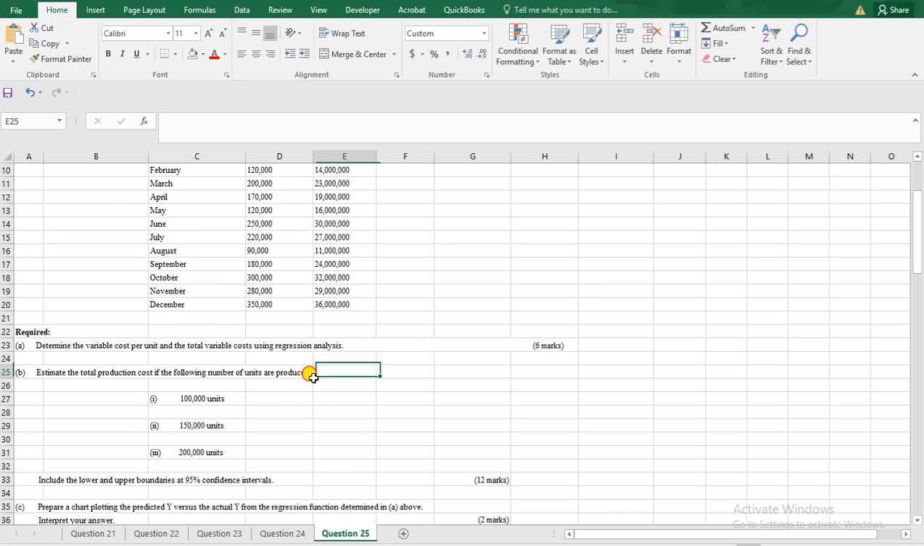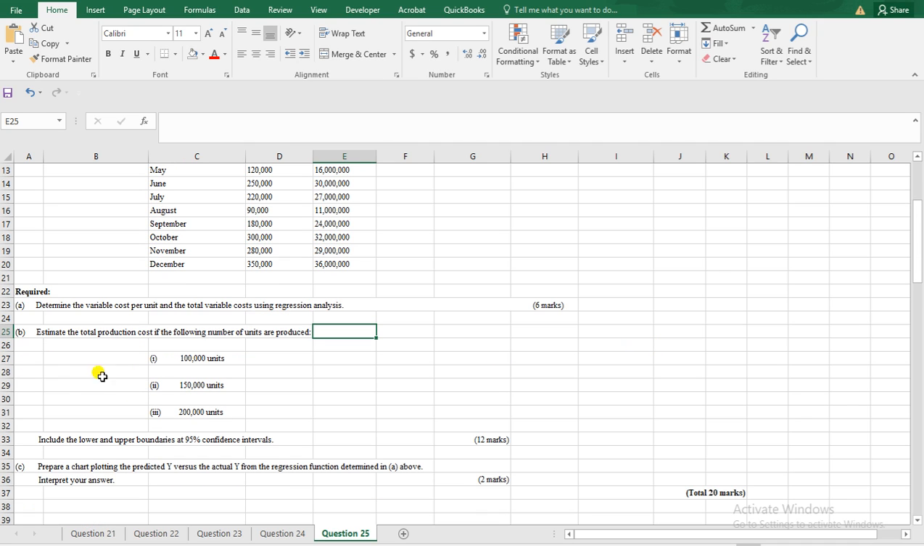So in this question of ours, see what the examiner wanted us to do. The examiner wanted us to determine the variable cost per unit and total variable cost using regression analysis. Part B, we are asked to estimate total production cost if the following number of units are produced: 100, 150, 200. So the catch was we should include the lower and upper boundaries at 95% confidence interval. That was the catch that we should be very familiar with.